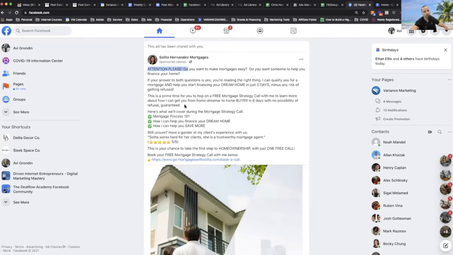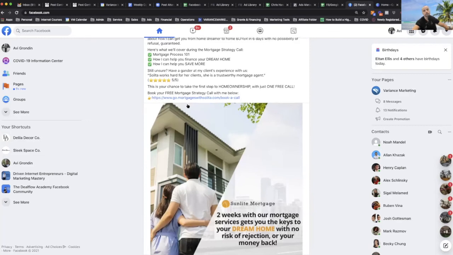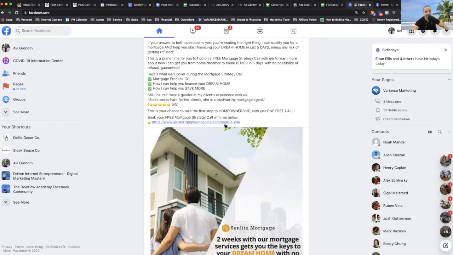So now what are the actions on this ad? Now that I'm targeting people with all these interests, people that are first-time home buyers, people interested in housing, all these different things, what are the actions of the ad? The actions are this: book your free mortgage strategy call with me below.